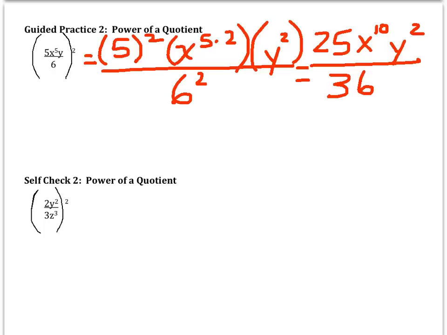Now you try it. In self-check number 2, power of a quotient, you have 2 times y squared divided by 3 times z to the 3rd, all raised to the 2nd power. Go ahead and work that one.